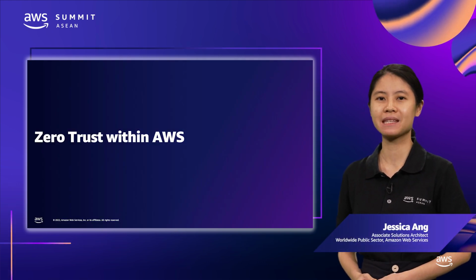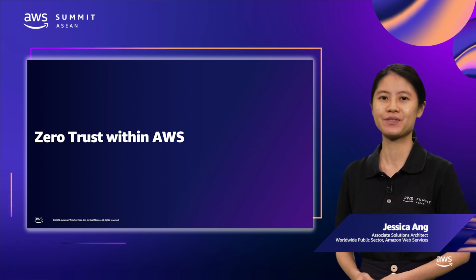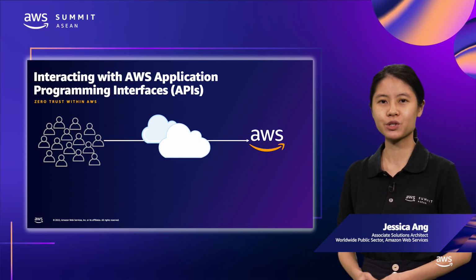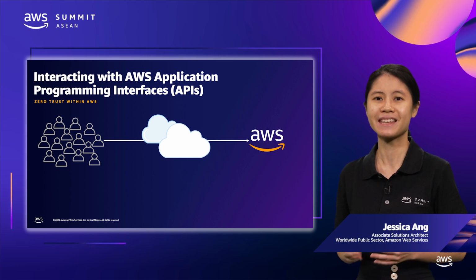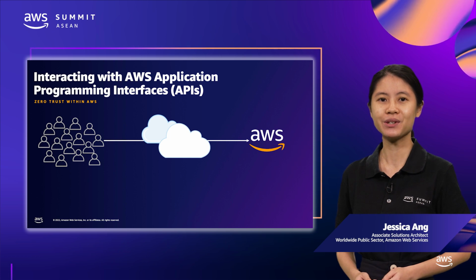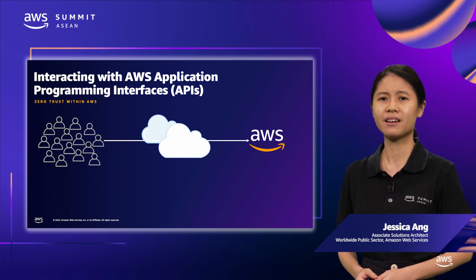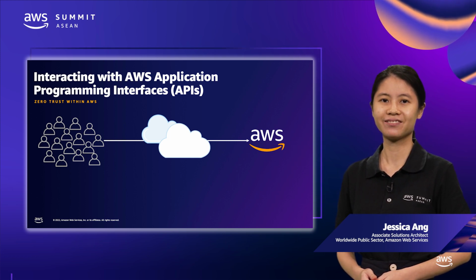Before we go into building Zero Trust on AWS, let's look at how Zero Trust is used within AWS. The most prominent example of Zero Trust within AWS is how millions of customers interact with AWS every day, using services such as the AWS Management Console and AWS API. These are reachable from the internet. How does AWS ensure the security of this interaction?